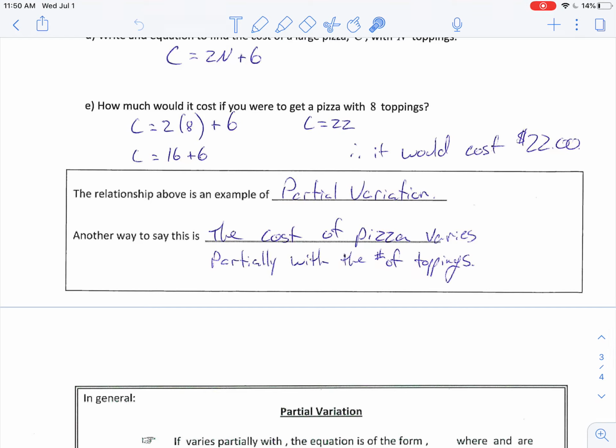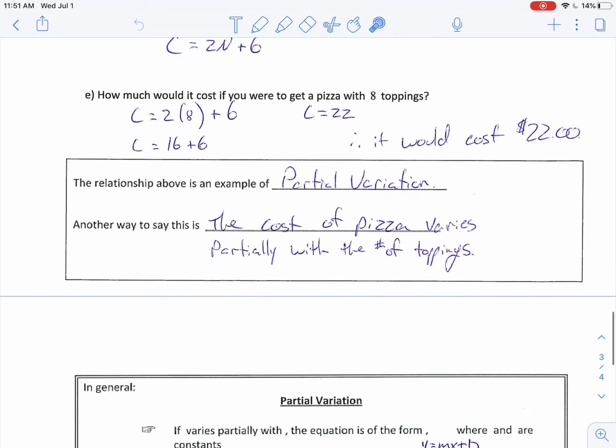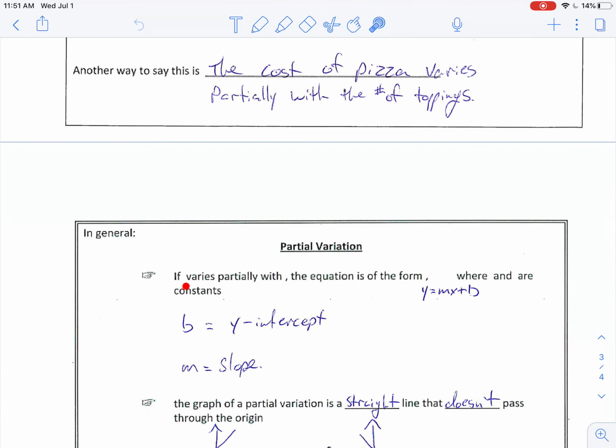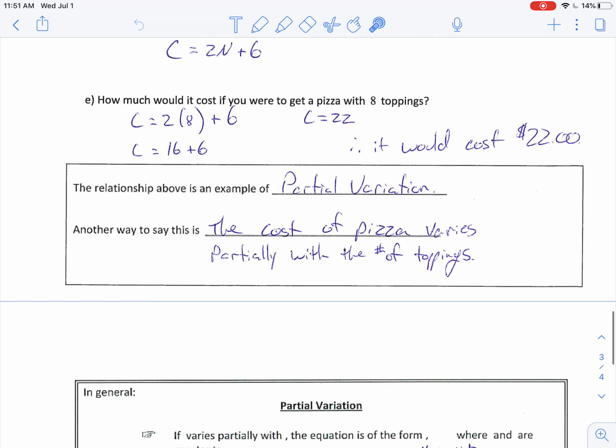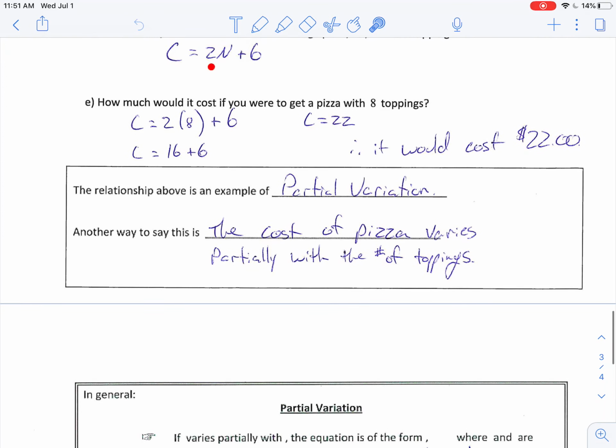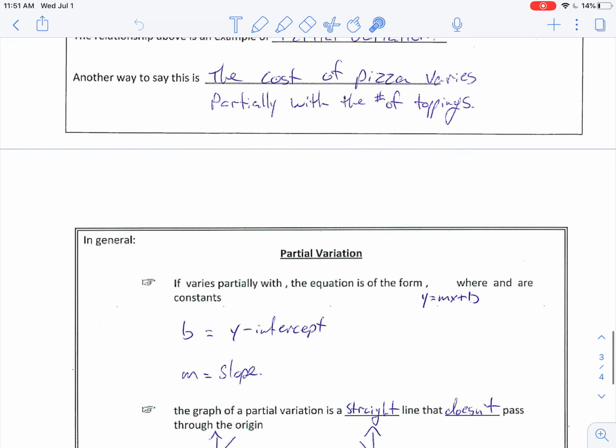So another way to say it, the cost of the pizza varies partially with the number of toppings. It isn't directly related, it is partially related. So if it varies partially, the equation is in the form y equals mx plus b, which looks very similar to what we just did here. The rate of change is the 2, and x is the independent variable.